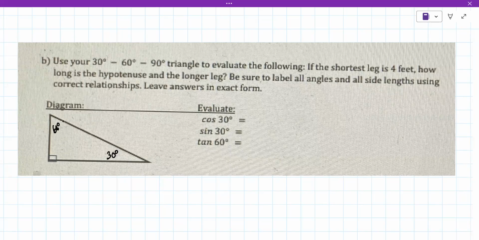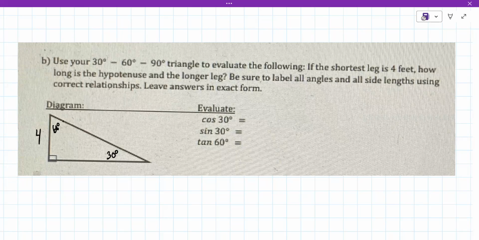So far, they're not really helping you much. That's what I'm asking. How much do they need to give you? I mean, they told me the shortest leg is 4 feet long, so I wrote 4 feet along the 30. That's good. And then do they give you anything else? No, they have not. Okay, that's actually almost worse.